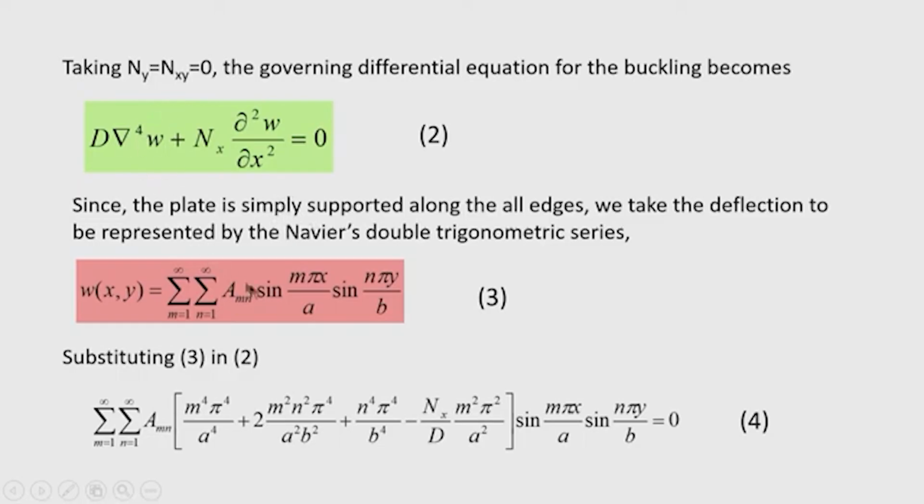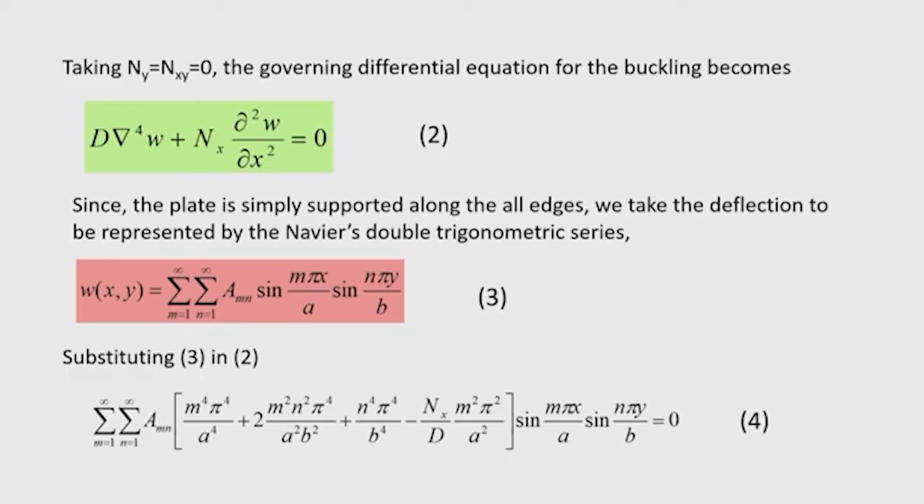If you expand this and then substitute here, then you will find that m to the power 4 pi to the power 4 by a to the power 4 into sin m pi x by a into sin n pi y by b. This term will be there, and this term will be coming due to differentiation of this function 4 times with respect to x. Okay. Then we go for the second term, that is 2 into del to the power 4 w by del x square del y square.